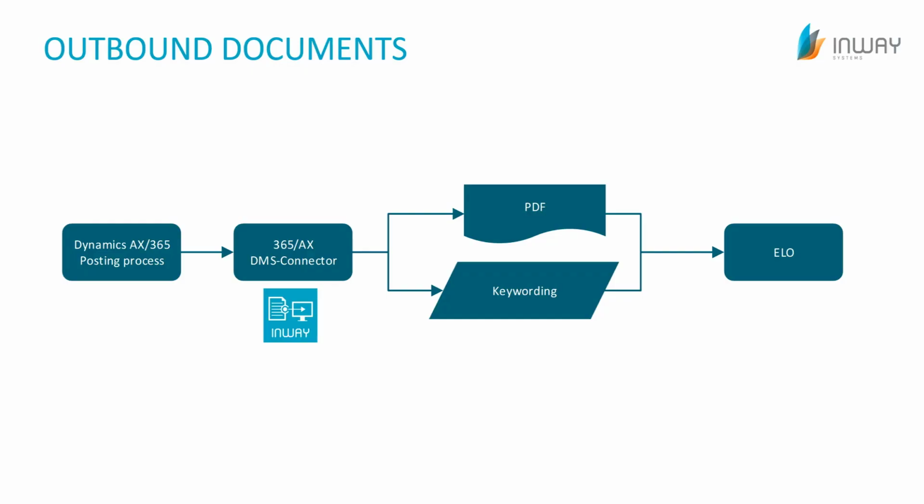Here I have a process flow diagram that shows the process of the outbound documents. We start at the left with posting our document, let's say our sales confirmation in D365. And right after the posting process, our DMS connector takes action. The connector then generates the PDF file of the document along with the keywording information, brings both information together and archives it into our ELO.